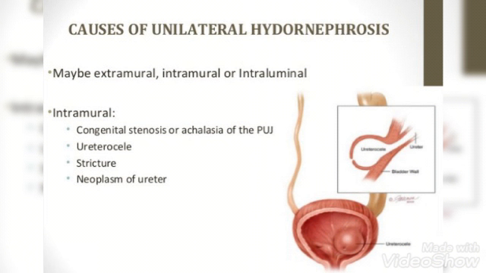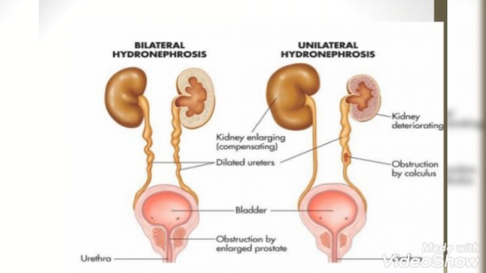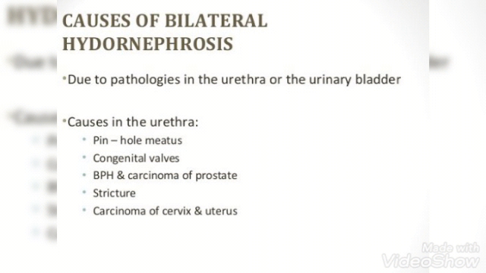Causes of intramural unilateral hydronephrosis include congenital stenosis, ureterocele, stricture or neoplasm of the ureter. Intraluminal causes of unilateral hydronephrosis are calculus and congenital folds at the upper end of ureter. So renal calculi is the most common cause for hydronephrosis. This is the picture showing bilateral hydronephrosis and unilateral hydronephrosis.